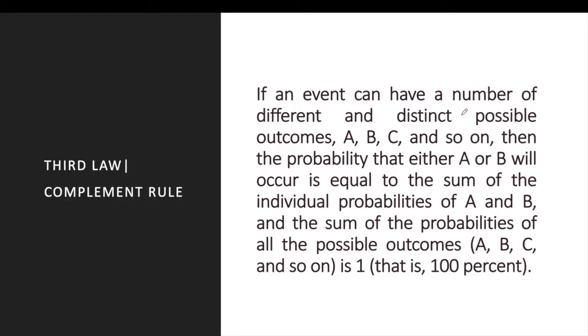Next we have the third law, which is if an event can have a number of different and distinct possible outcomes like A, B, C, and so on, then the probability that either A or B will occur is equal to the sum of the individual probabilities of A and B, and the sum of the probabilities of all the possible outcomes A, B, C, and so on is 1. That is 100%. This is something that we have been doing previously. It is the complement rule.